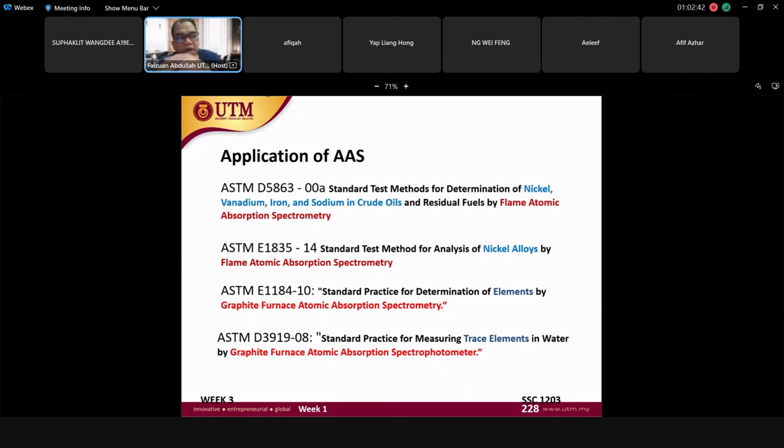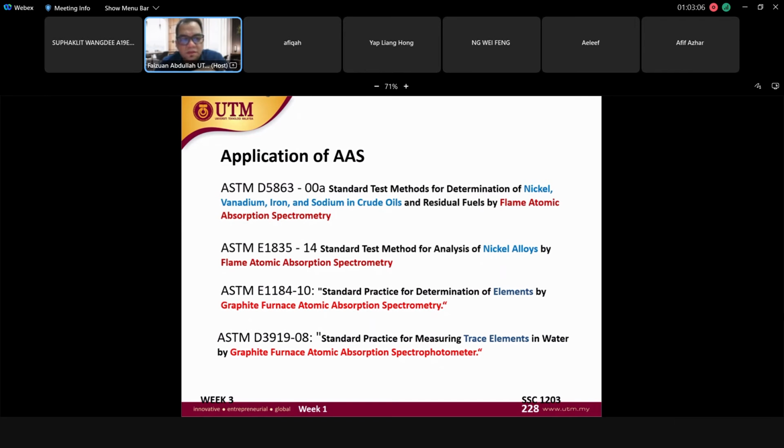Okay. To analyze any analytes in our sample, we must refer to the standard method first, because we are not the first one who wants to analyze the analyte inside the sample. For example, you want to analyze mercury, or for example, this one: you want to analyze the nickel, vanadium, iron, and sodium in crude oils. You are not the first one.